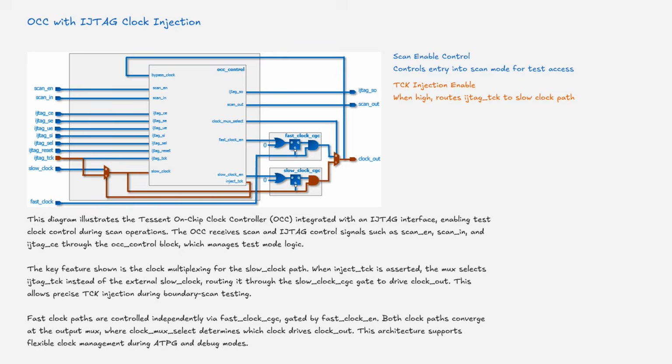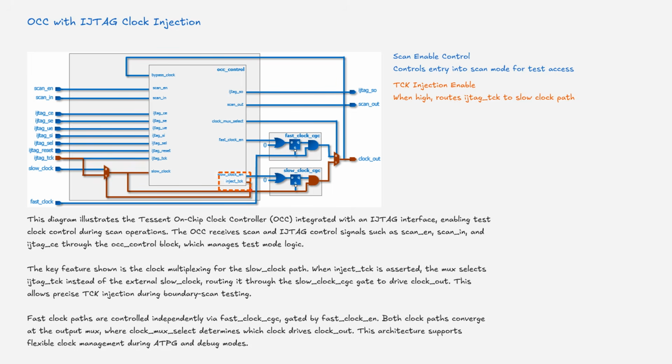This diagram illustrates the Tessent On-Chip Clock Controller, on-chip clock, integrated with an IJTAG interface, enabling test clock control during scan operations. The on-chip clock receives scan and IJTAG control signals such as scan enable, scan in, and IJTAG control enable through the on-chip clock control block, which manages test mode logic. The key feature shown is the clock multiplexing for the slow clock path.